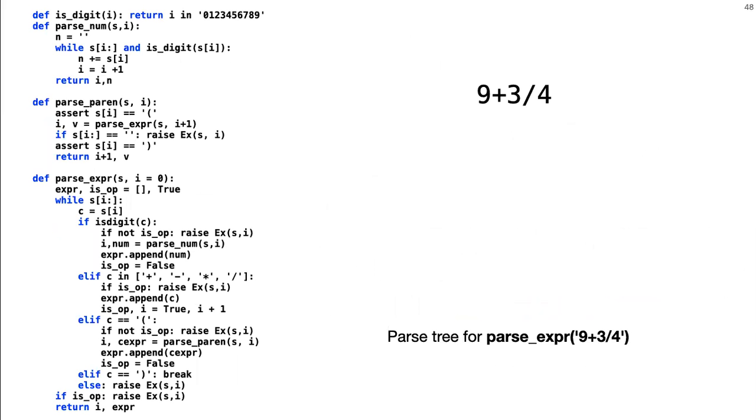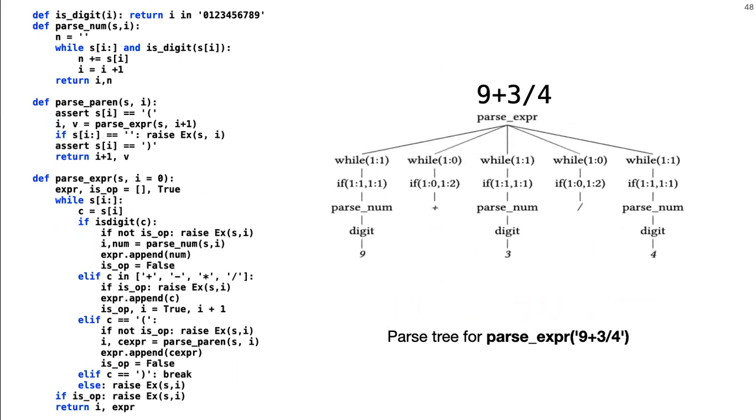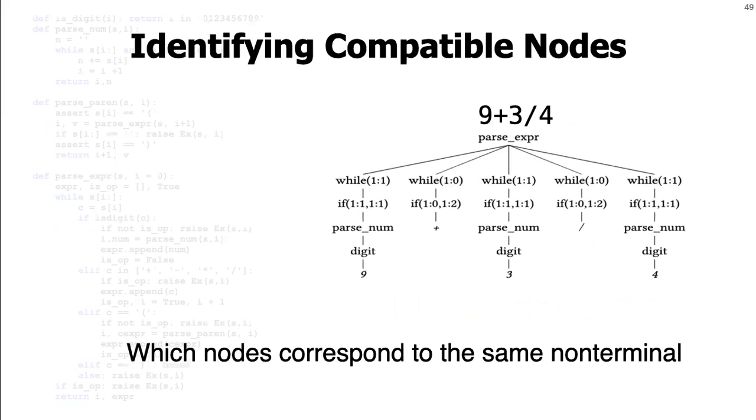And here is an example parse tree for the arithmetic expression 9 plus 3 by 4. Now there is a bit more to be done to make these parse trees accurate. In particular, you may notice that not all nodes that are named while are compatible with each other. That is, we can't replace a number with an arithmetic operator and expect a valid input value. So we will see how to deal with them next. That is, given these trees, we need to identify which nodes represent the same non-terminal in the grammar.